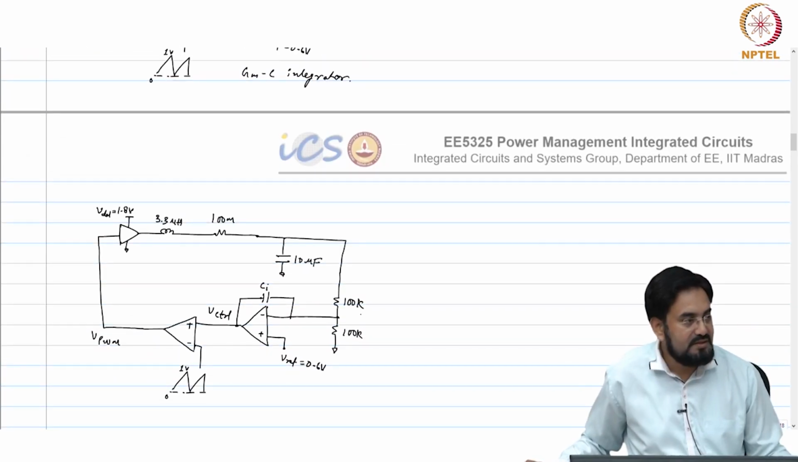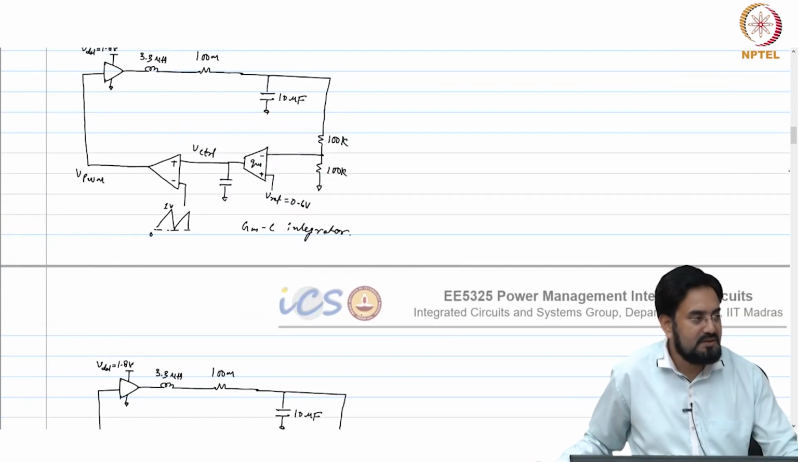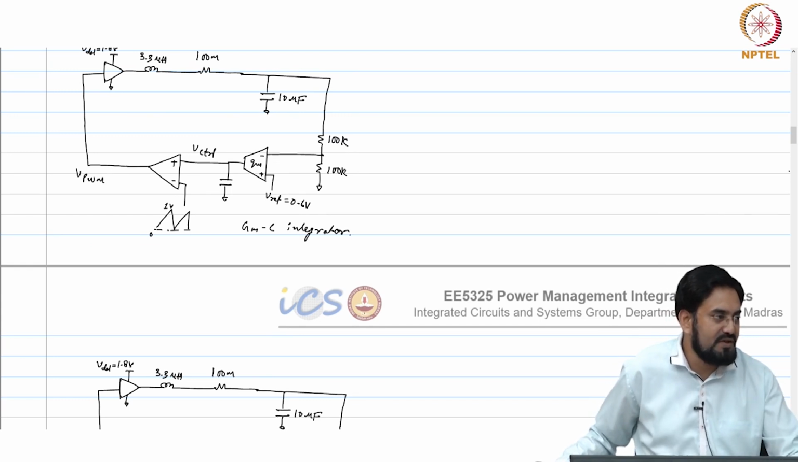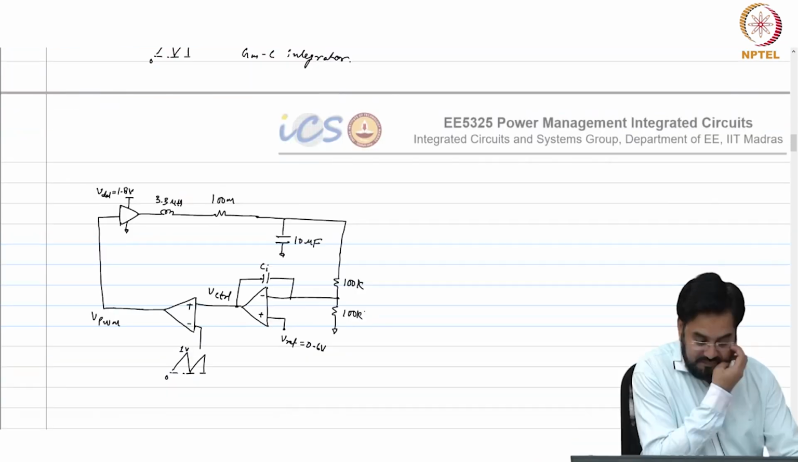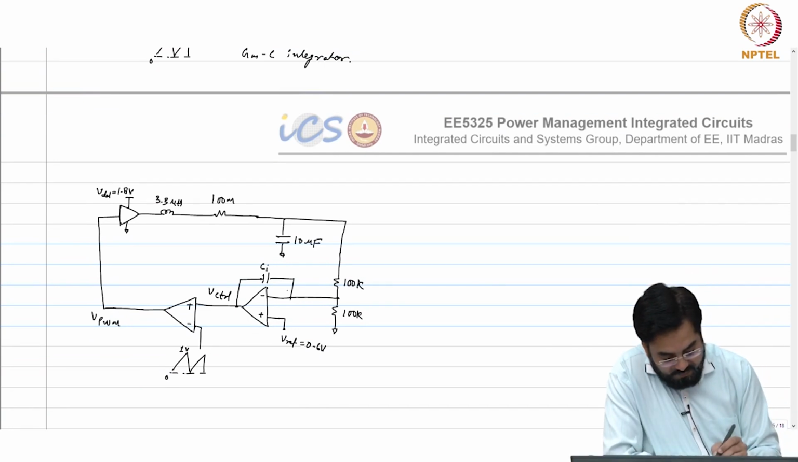So GM by C is 1 over RC here. R is 100K, GM was 10 micro. So if you go with the formula GM by C equal to 1 over RC, then your CI will be the same. Okay, but will it be the same? It is around high negative.